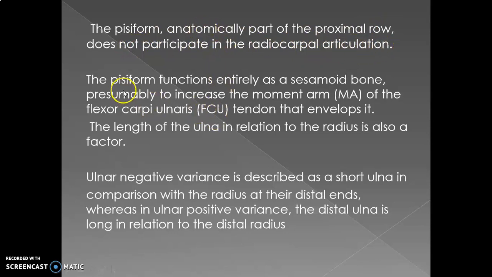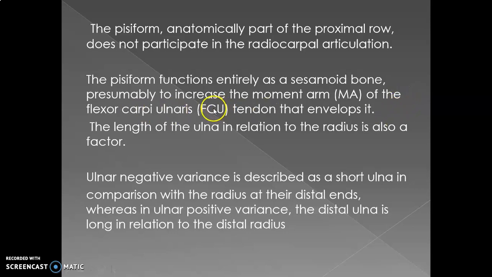As I have already mentioned, the pisiform functions entirely as a sesamoid. The pisiform bone is a sesamoid bone, like the patella. Like the patella, the pisiform is a sesamoid bone, presumably to increase the moment. If you see the patella of the knee joint, biomechanically it increases the moment, acting like a pulley system. So here the pisiform is also a sesamoid bone. Its function is also to increase the moment of which muscle?